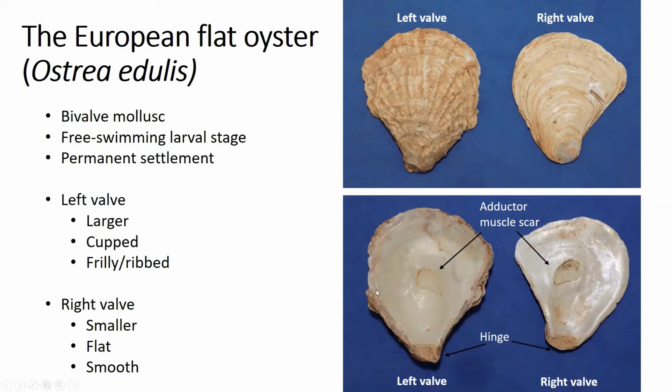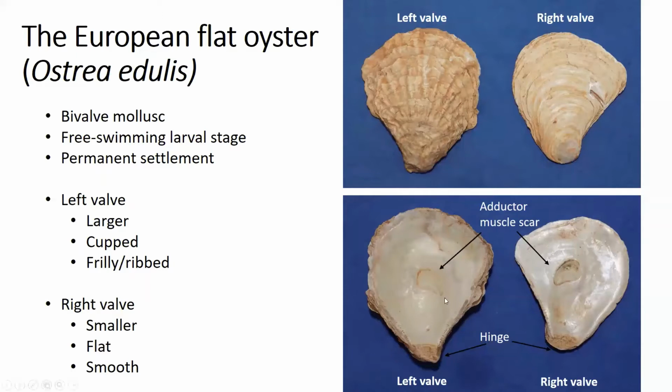So the two valves are joined together at the bottom at what's called the hinge, and inside the hinge, which is this little scar here at the bottom, there's a ligament that holds the two shells together. And then in the center of the oyster, there is a large muscle that connects to the two valves called the adductor muscle, and it connects to the top and bottom valve.